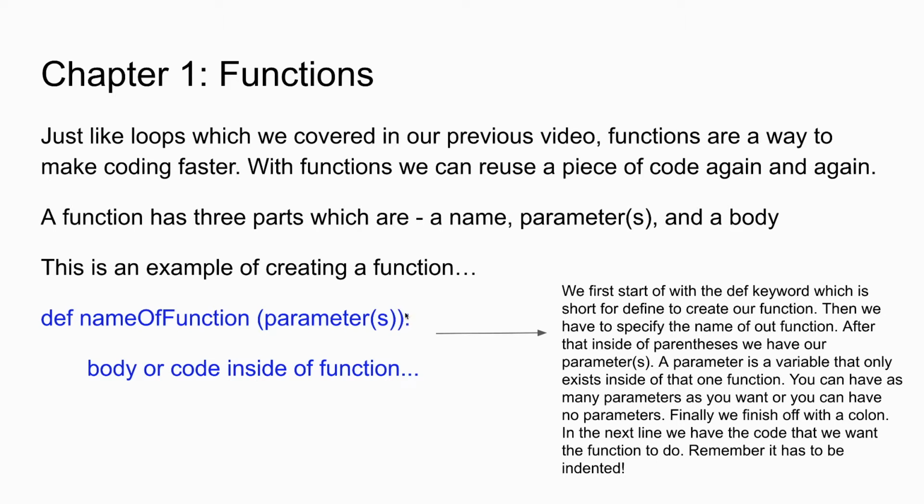After our parameters, we close our parentheses and finish off with a colon. And then in the next line, we have our body or the code inside of the function. Whenever this function is called, this code will be executed. So we don't need to write the same piece of code again and again. We can just call that function whenever we want in that program.